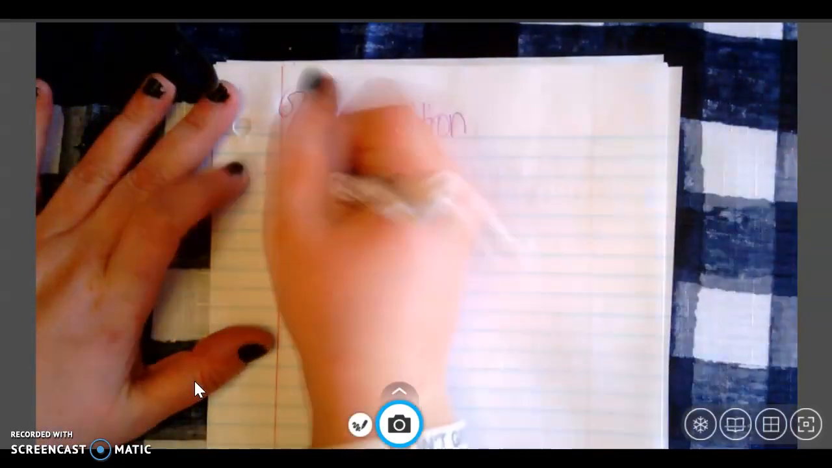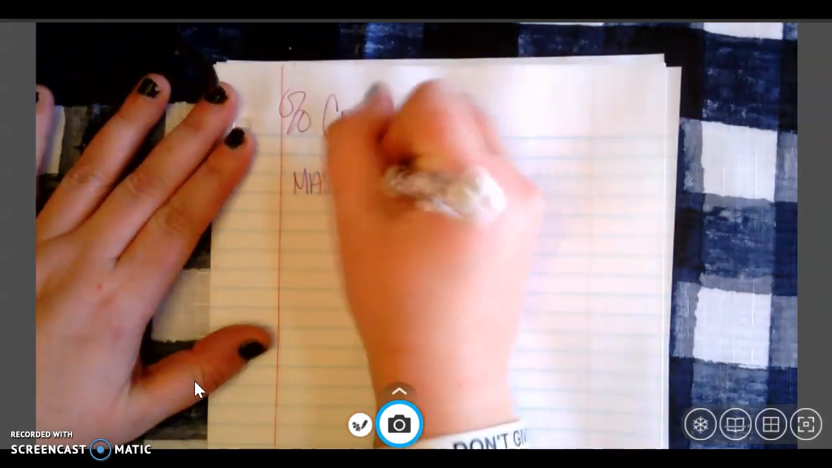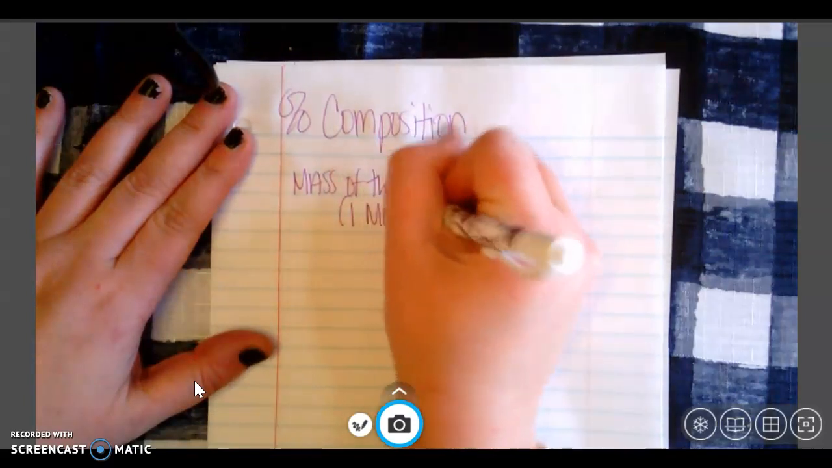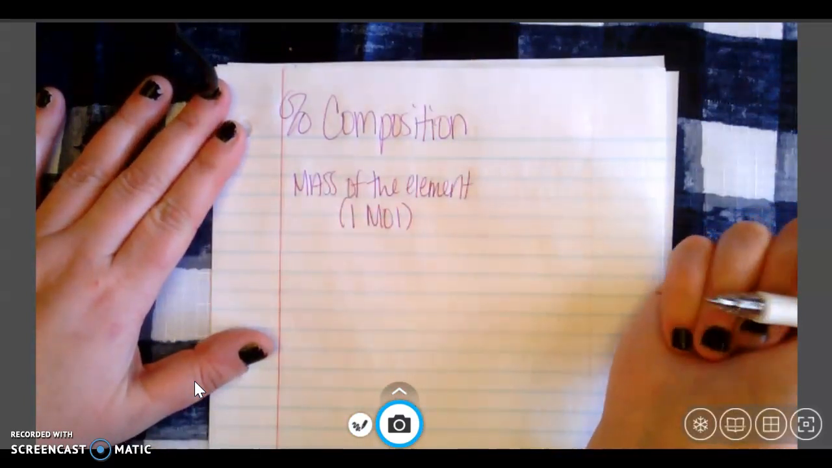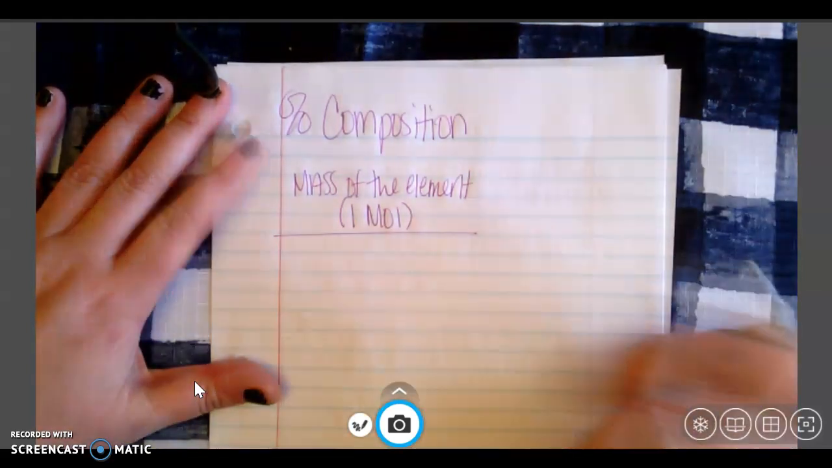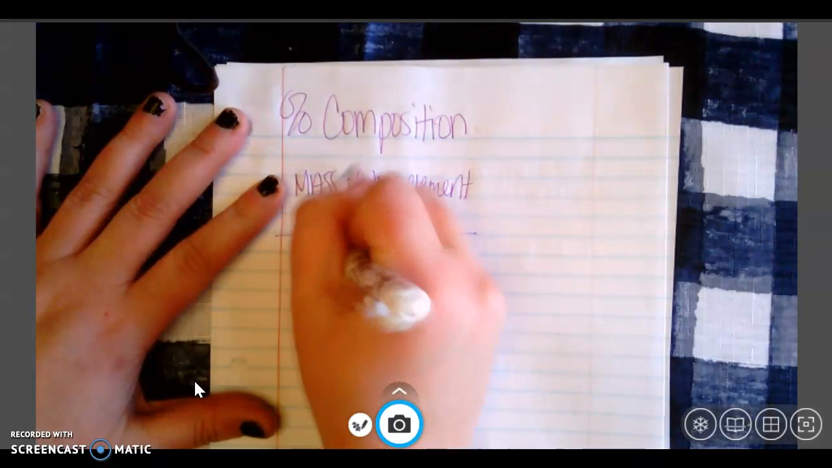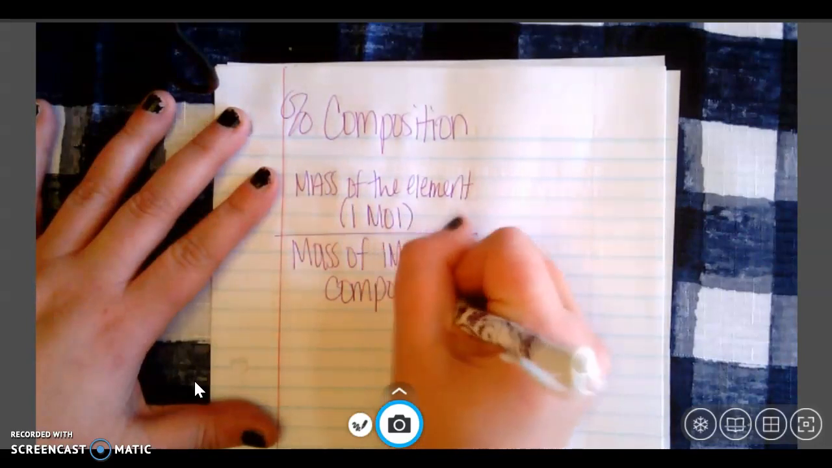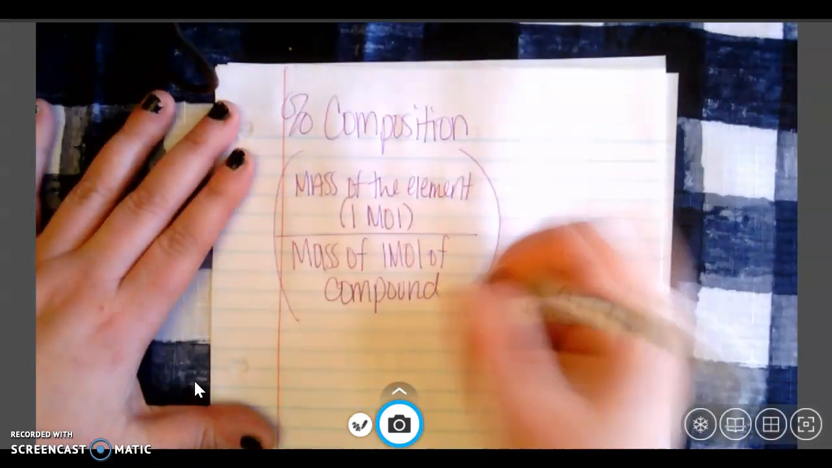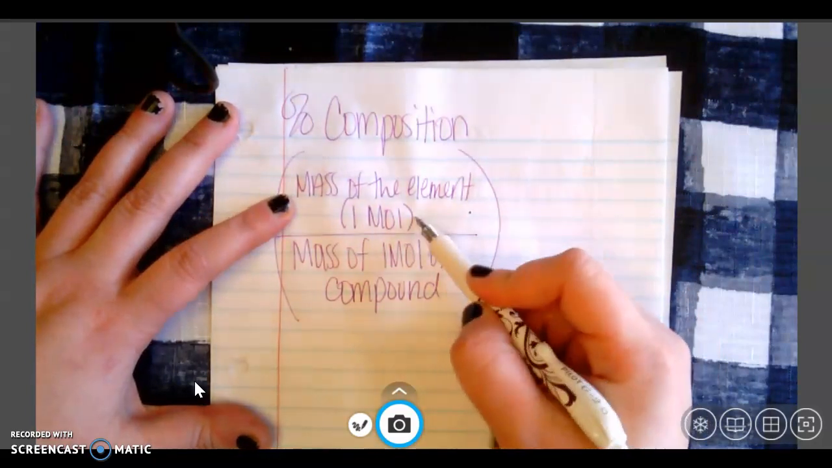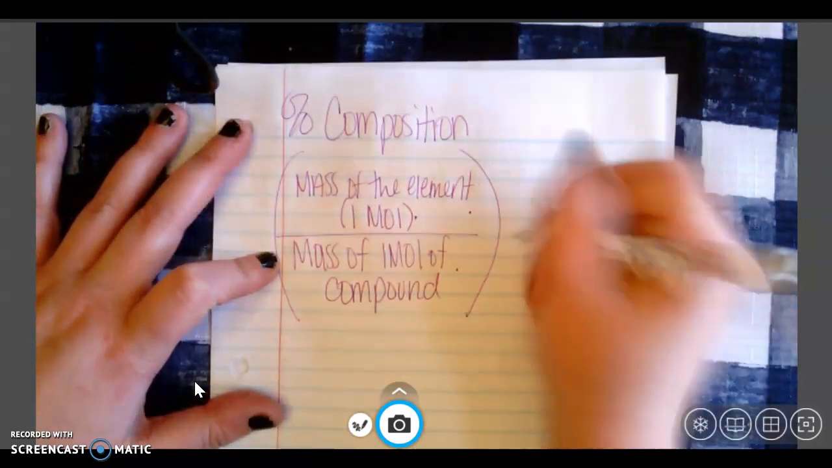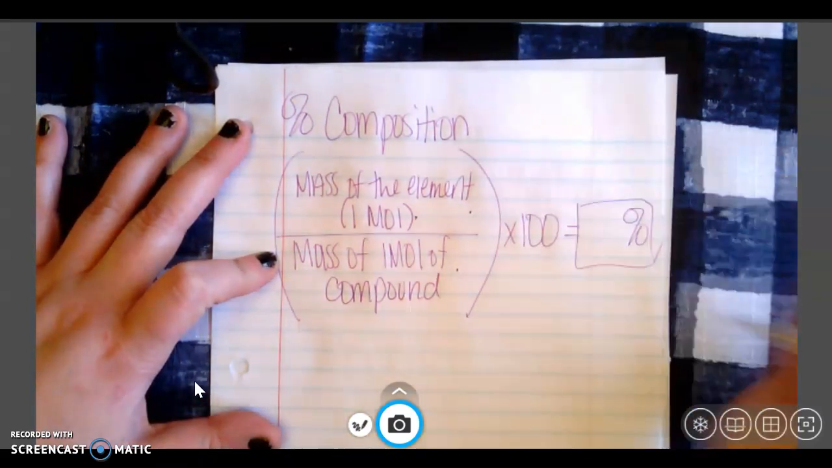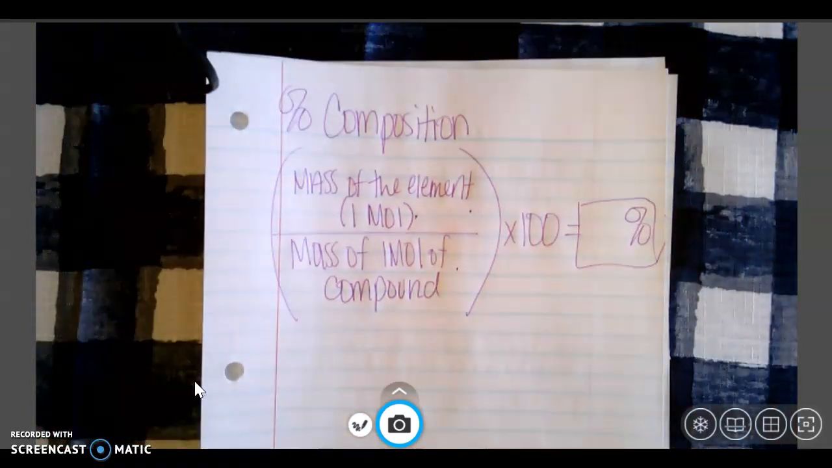The way that you're going to figure that out is you are going to take the mass of the element where we have 1 mole of that element. So basically you're taking the mass off the periodic table. You're taking the mass of the element and dividing it by the mass of 1 mole of the compound. So you're going to take the mass of the element per mole, and the mass of 1 mole of the compound, and then multiply that number by 100 to give you an answer in a percent. Okay, so let's do a couple practice problems of these.